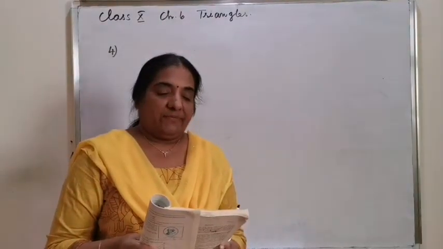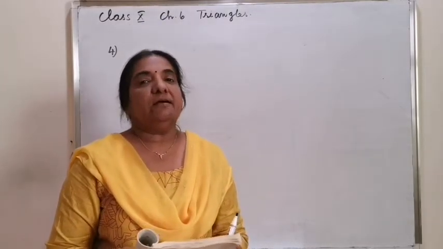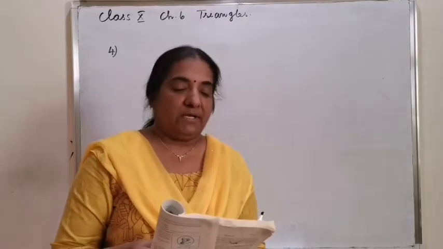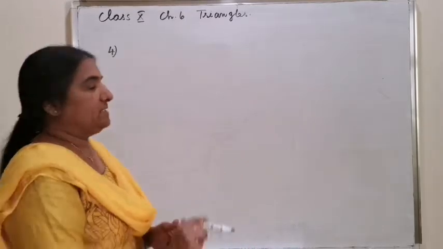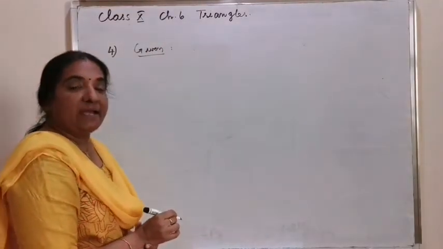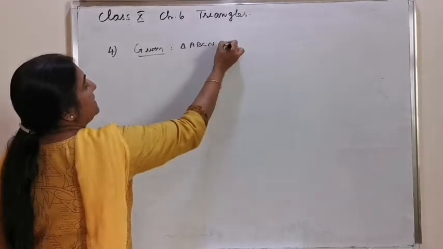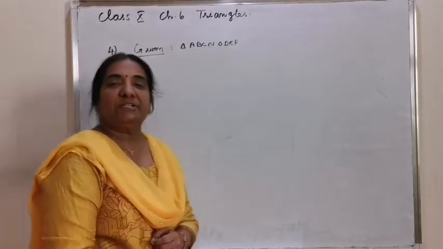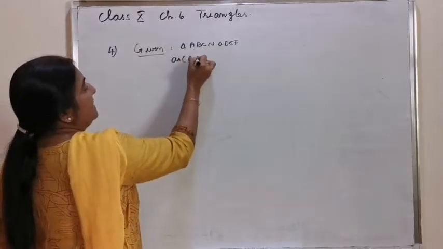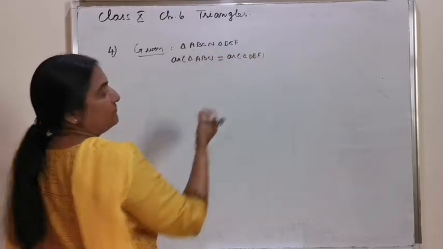Question number 4. If the areas of two similar triangles are equal, prove that they are congruent. So the given conditions: the first condition is that the triangles are similar, triangle ABC similar to triangle DEF. And one more condition they said is that their areas are equal. Area of triangle ABC is equal to area of triangle DEF.